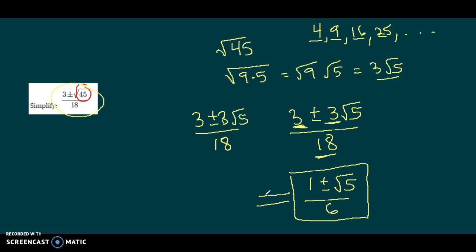Sometimes on ALEKS or on a standardized test, you might see them, instead of doing this, take this fraction and break it up even more. They might take this as 1 over 6 as one fraction and then do plus or minus root 5 over 6. It's just the idea that this denominator can be rewritten over this numerator and that numerator as 2 separate fractions.